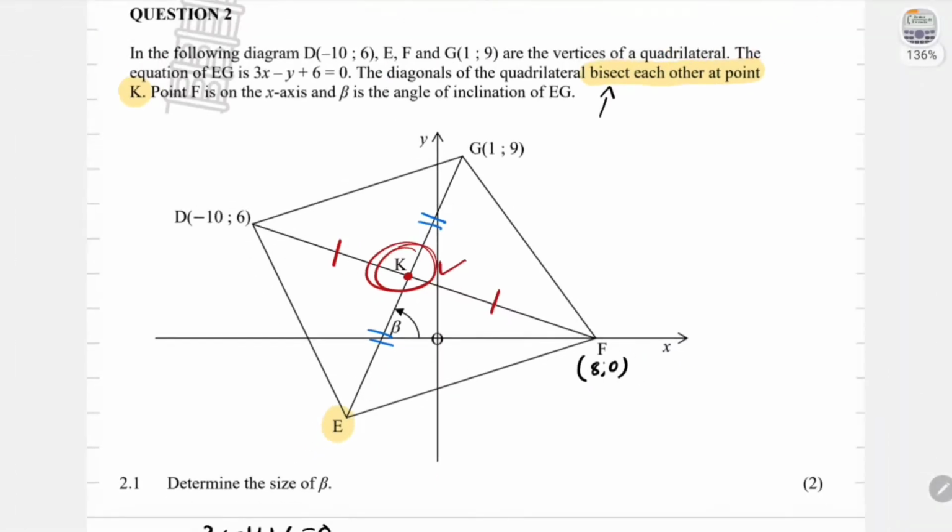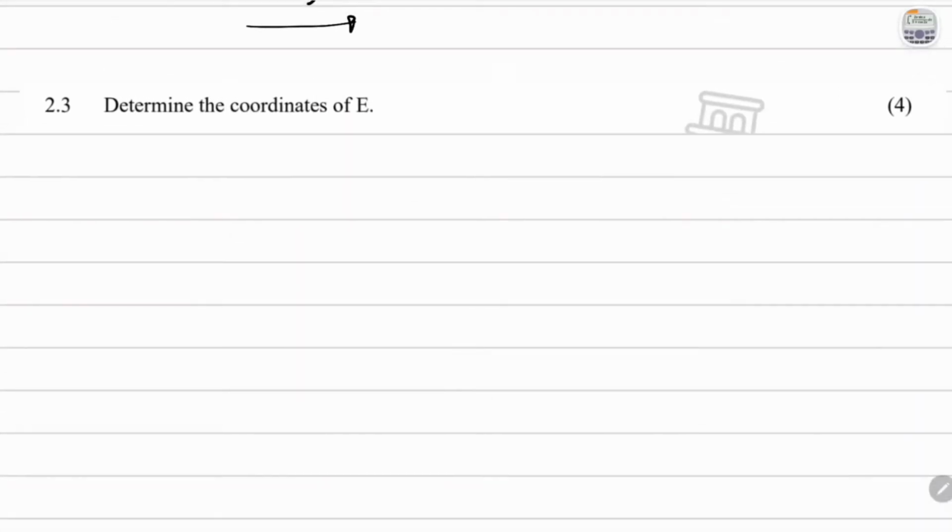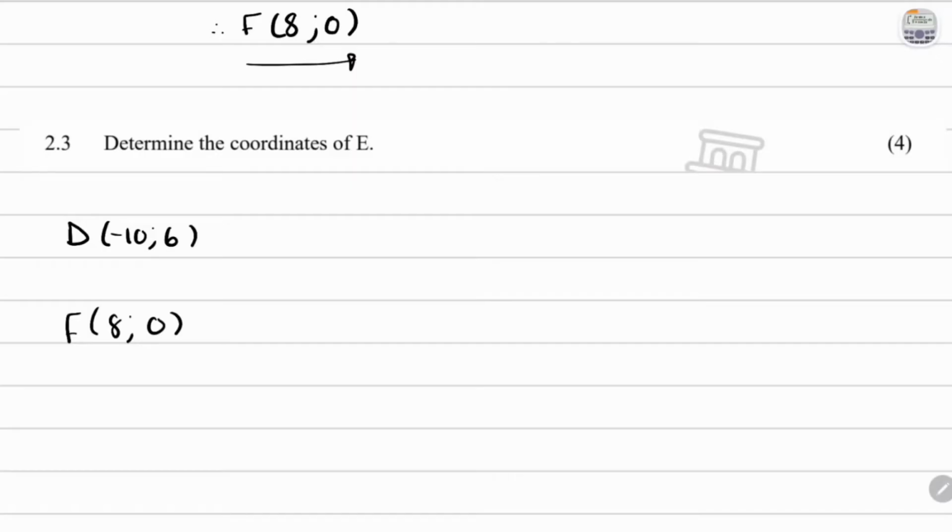Okay, so let's go ahead and find K. Let me just put down the coordinates of D and F. We're going to use the midpoint formula, which says the midpoint of DF is x1 plus x2 over 2, and y1 plus y2 over 2.